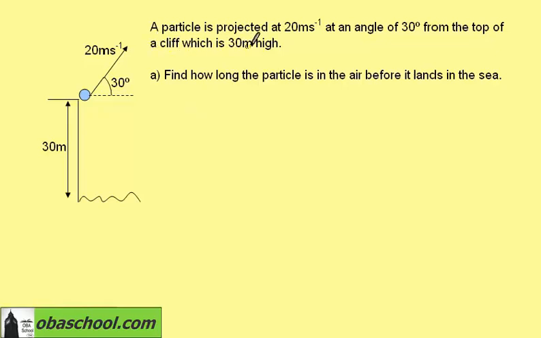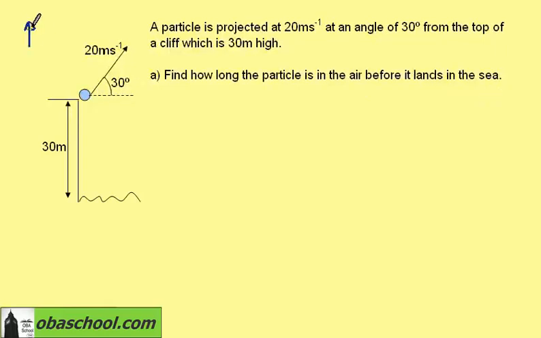A particle is projected at 20 meters per second at an angle of 30 degrees from the top of a cliff, which is 30 meters high. We want to find how long the particle is in the air before it lands in the sea.